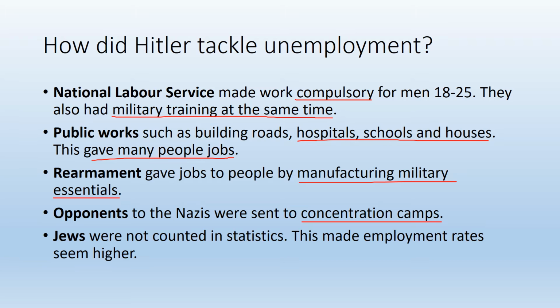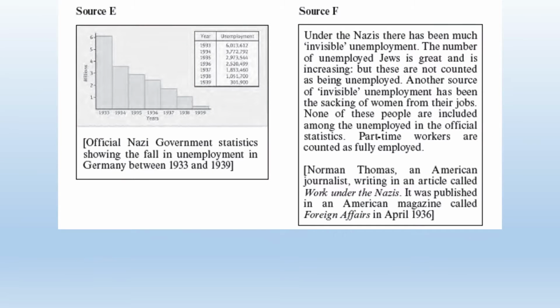And invisible unemployment: Jews were not being counted in unemployment statistics. Now, this made employment rates seem much higher than they were. This wasn't the case. Women were just not being counted as they were being considered fully employed as wives and mums, and Jews were not counted because they were not seen as humans. And again, if you need any extra help with invisible unemployment, just refer back to our previous lesson on the German economy.